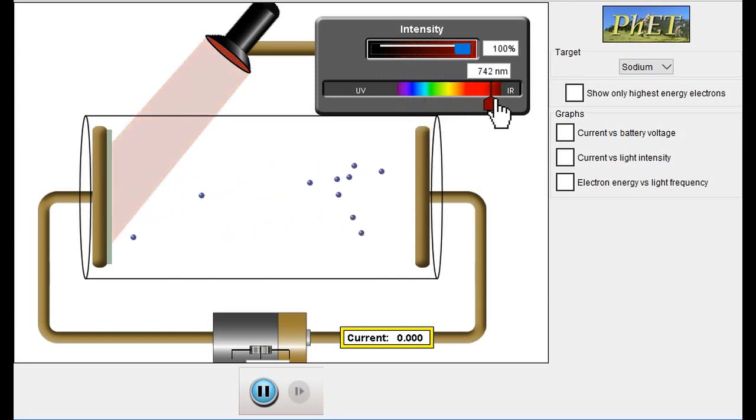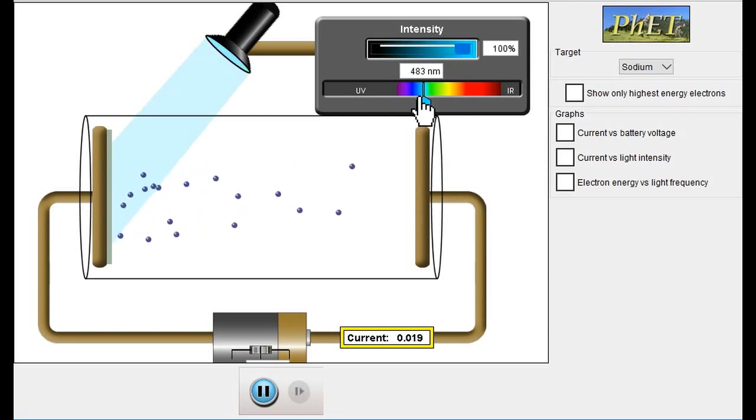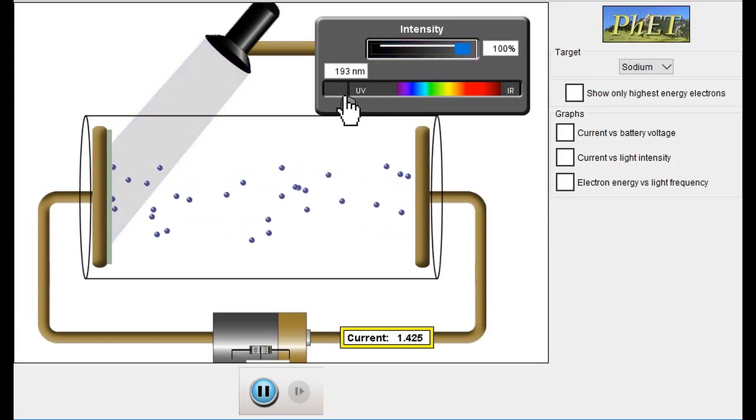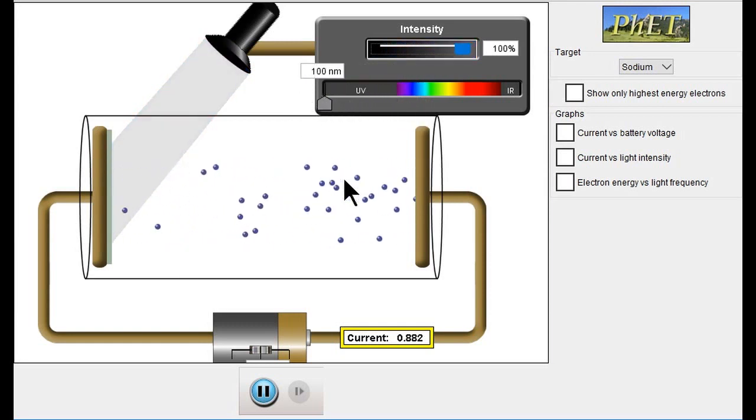Now, leaving the intensity at 100% and moving the wavelength to 850 nanometers, no electrons are released. Only at about 480 nanometers do electrons begin to be released, but only very slowly, representing the energy of electrons. Changing the wavelength now to 100 nanometers, the electrons move very quickly, therefore representing more energy.